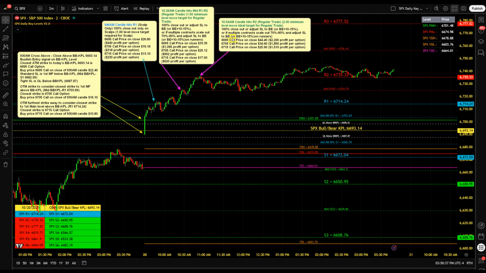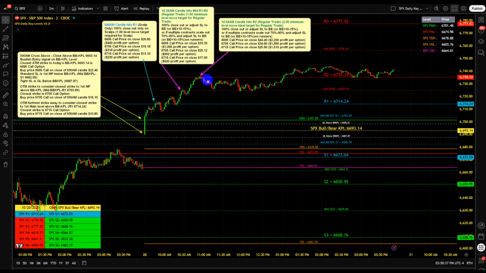Now a 2 level move on this indicator is considered the ideal minimum target move for a regular trade, whereas the 1.5 level move is the minimum target move on a regular trade. That means when it hits R2, if we were trading from the bull bear KPL, because R2 is 2 levels above since this is a bullish trade. If it was a bearish trade and we were instead looking at the reverse situation and we were trading puts, then S2 would be a 2 level move on a bearish trade taken from this level.